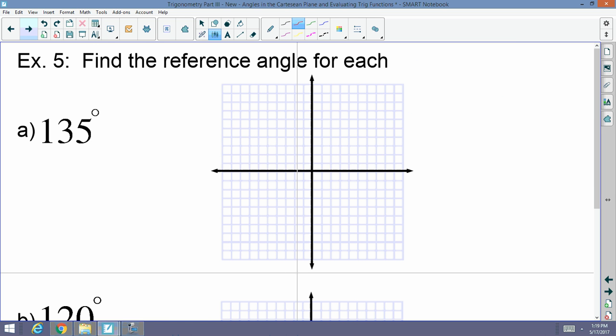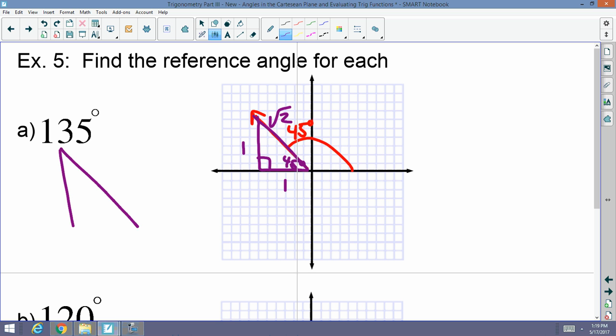Okay, find the reference angle for each. Check it out, my brothers. You'd go 90 plus 45, which gives me my theta of 135, correct? But my reference angle, I'm going to make it in purple. My reference angle is this guy right here in purple, 45, because 90 minus 45 is 45. And from here, this is 1, this is 1, this is square root of 2. Why? Remember the 45, 45, 90 triangle? And now I can find anything I want. Make sense?